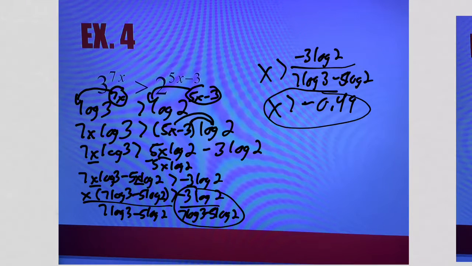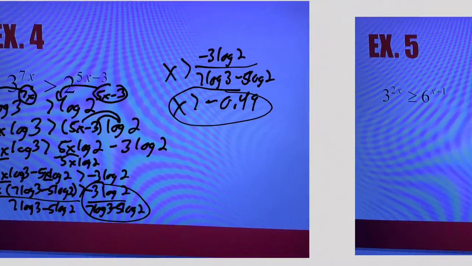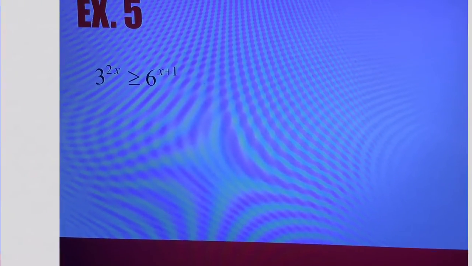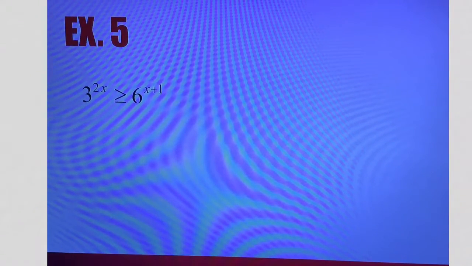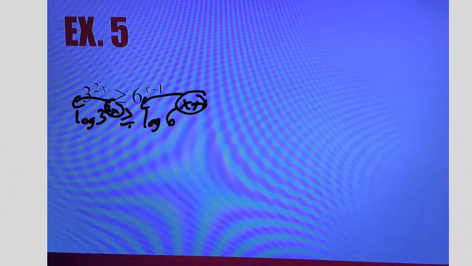So I know that's a rather long process, so we're going to go ahead and try it again, just to make sure you get the idea. So same type of problem. If you remember how we started this, we put a log in front of both of these. Then we take our exponents. We know the exponents move out front.